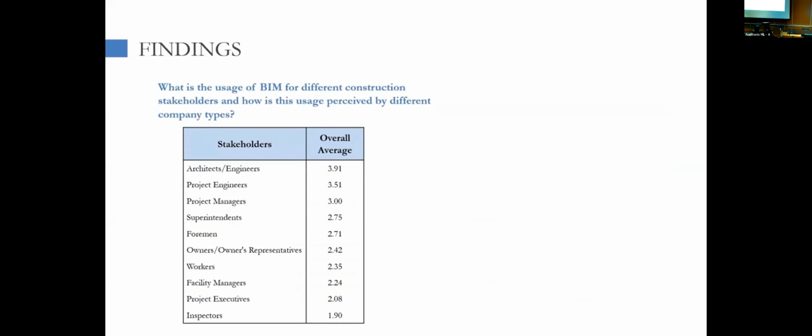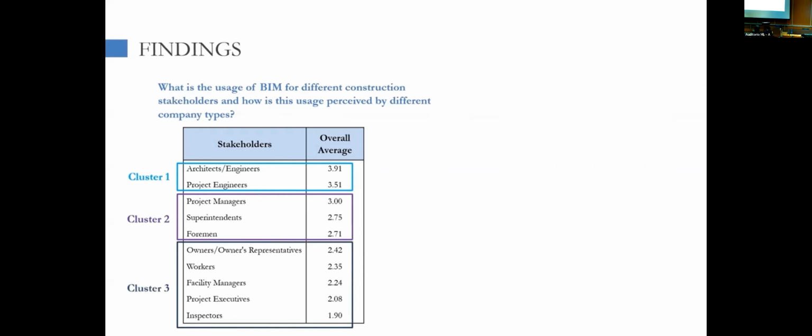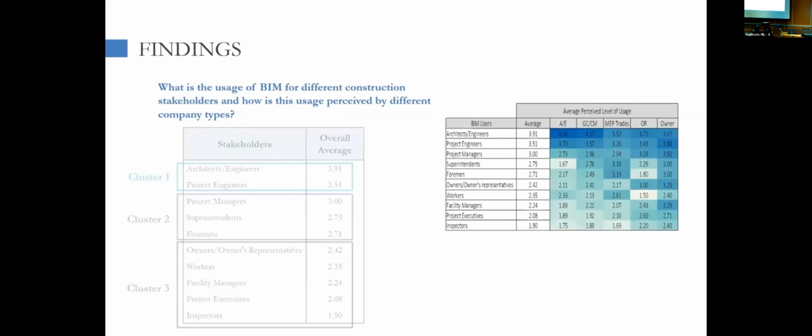Upon performing cluster analysis, we can see that the stakeholders that mostly use BIM in organizations, regardless of type, are architects, engineers, and project engineers. This is followed by project managers, superintendents, and foremen. And finally, owners, representatives, workers, facility managers, project executives, and inspectors were the group that used BIM significantly less than clusters 1 and 2. We also, for each stakeholder level of usage, broke it down by company type, as seen in this heat map.